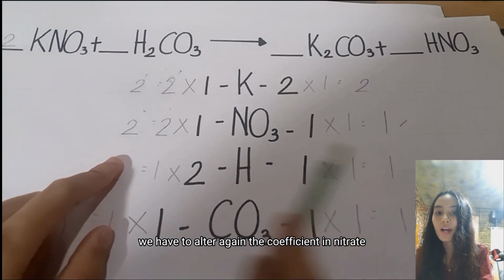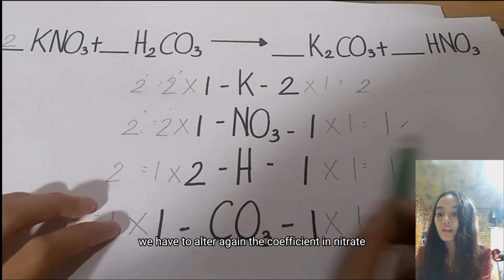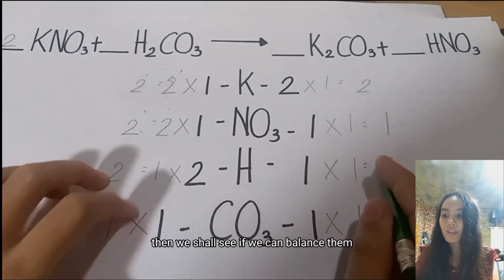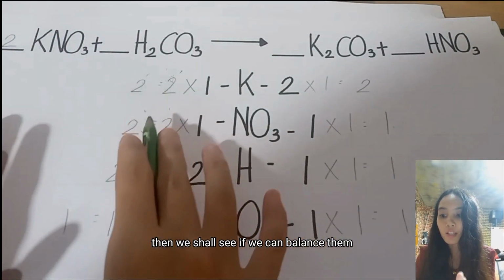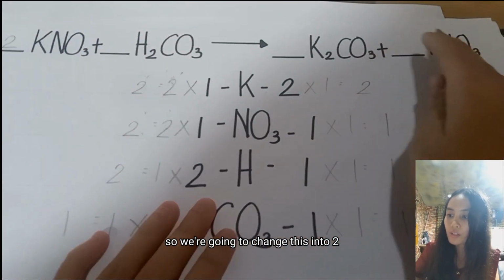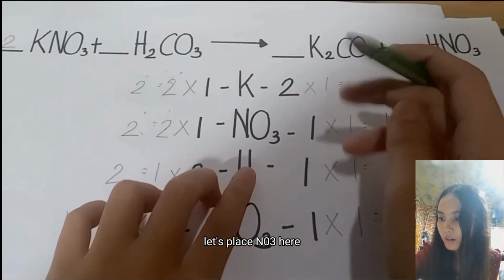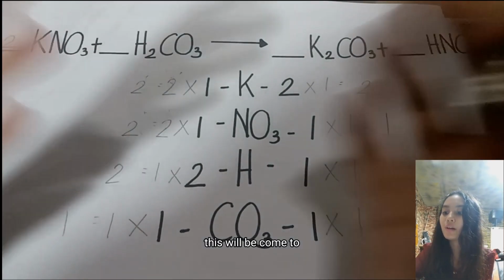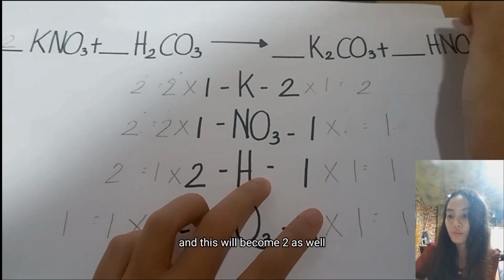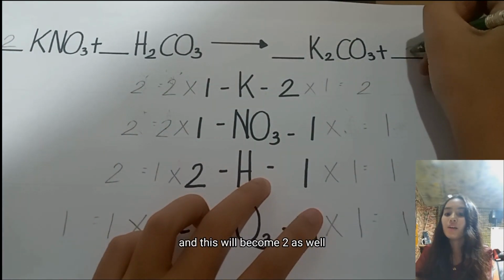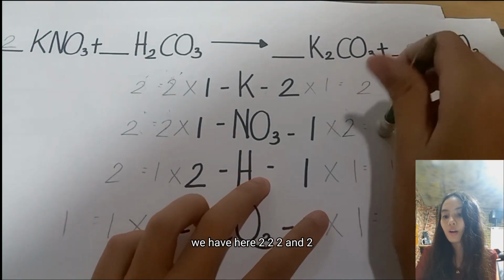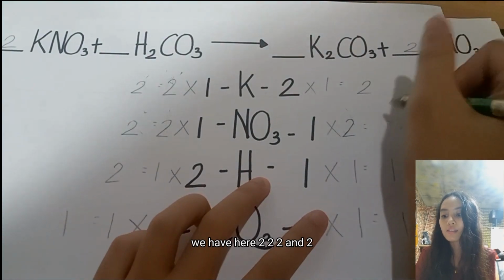We have to alter again the coefficient of nitrate located here at our product side. Then we shall see if we can balance them. So we're going to change this into 2. Let's place NO3 here. This will become 2, and this will become 2 as well. Okay, so this is checked, since they're all balanced. We have here 2, 2, 2, and 2.